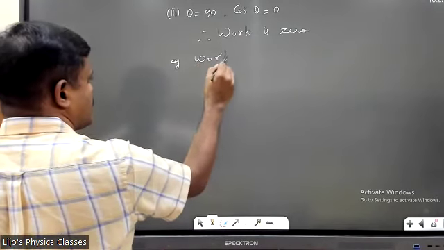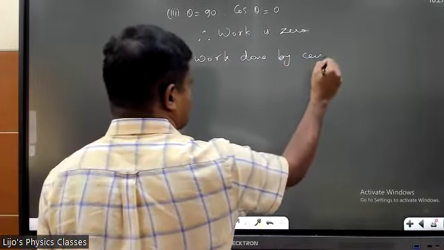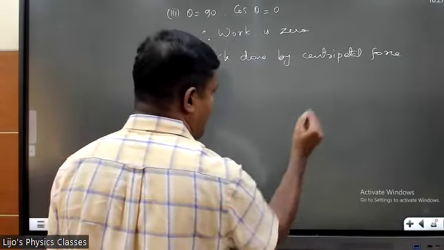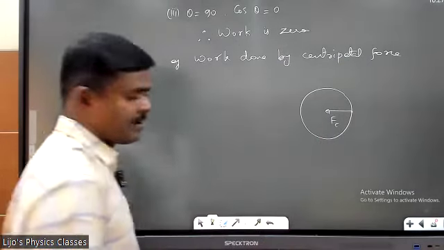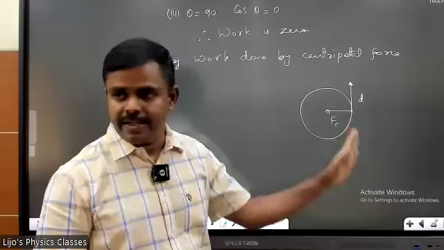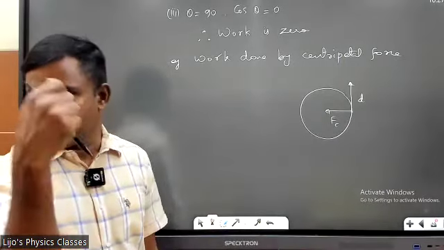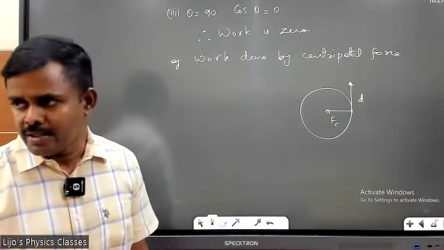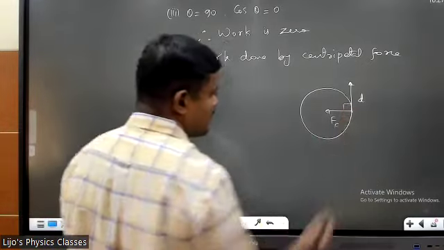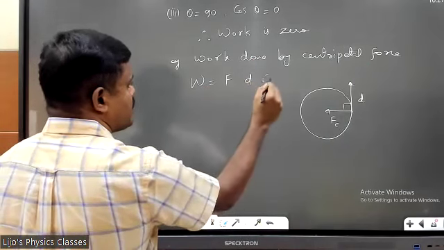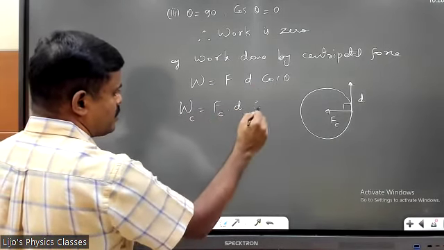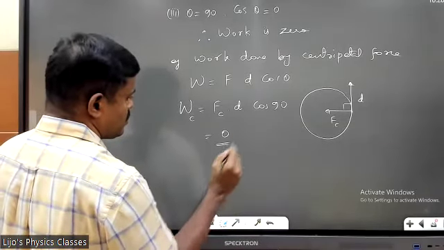Example, work done by centripetal force. Draw the figure. Centripetal force is always to the center. Displacement is always tangential. If you lose brake on a curve, you will go tangentially, right? Or if you tie a string to a stone and rotate it, if the string breaks, the stone will go tangentially, right? Or while sharpening a knife, the sparks would fly off tangentially. Direction is always tangential. Theta is how much? 90 degrees, right? Work done will be F into D into cos theta. So work done by centripetal force will be centripetal force into displacement into cos 90, that is equal to 0.